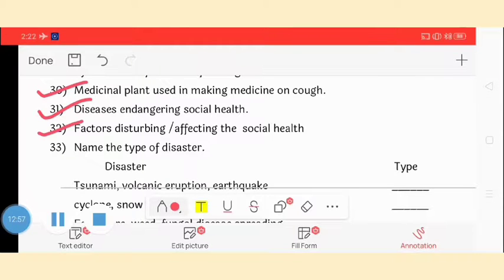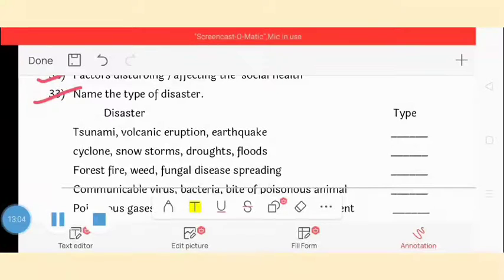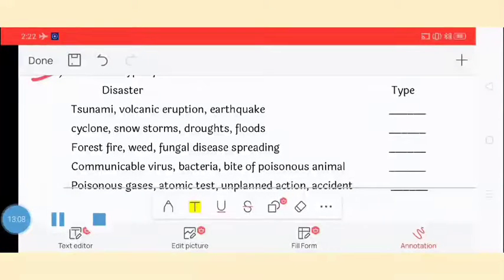33rd question: Name the type of disaster. We have to mention the type of disaster. First, tsunami, volcanic eruption, earthquake. It is a physical type of disaster, a geological disaster.